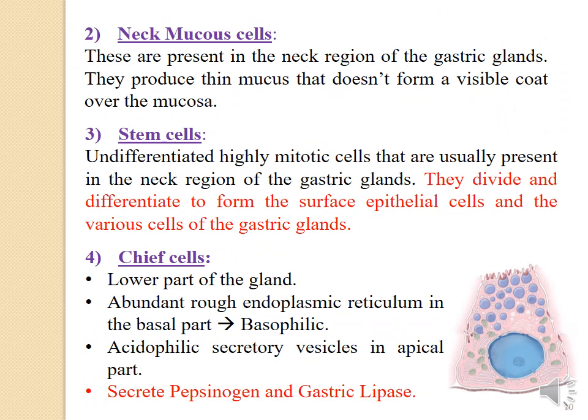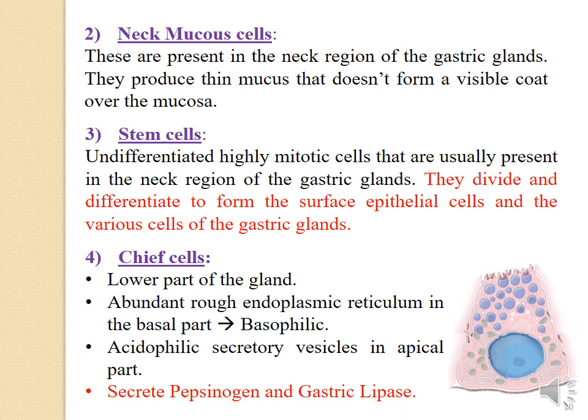Neck mucus cells are found in the neck region of the gastric glands, and they produce thin mucus that does not form a visible coat over the mucosa. So the surface and neck mucus cells differ in location and in the type of mucus produced. Okay, so it's not just the location, but also what type of mucus is produced by the cell.